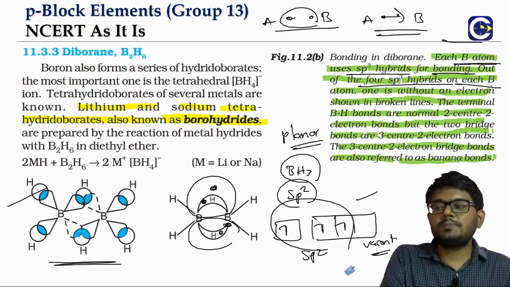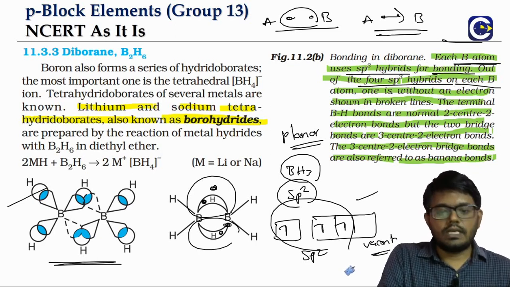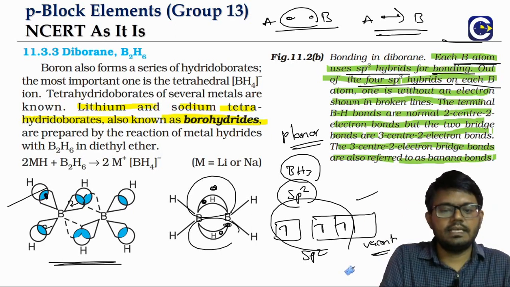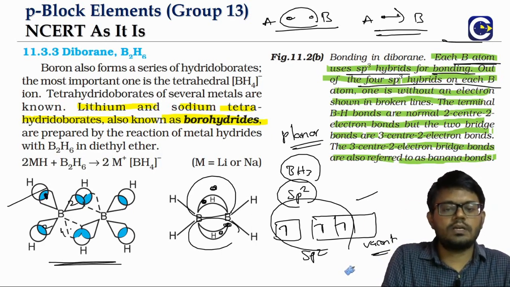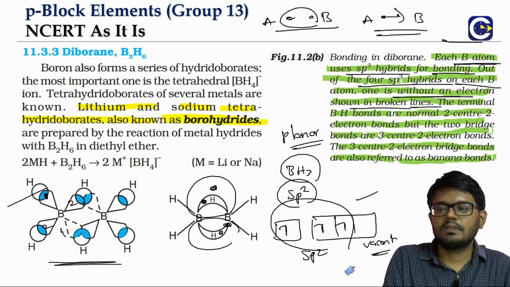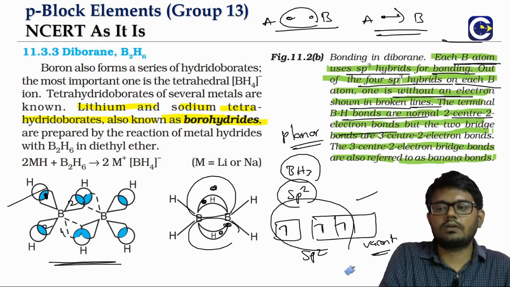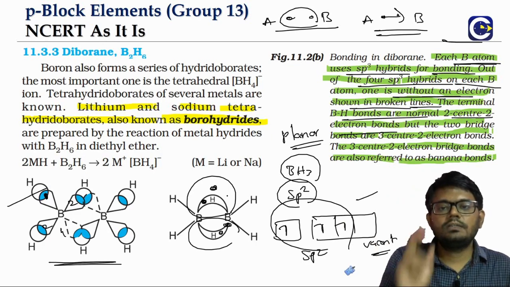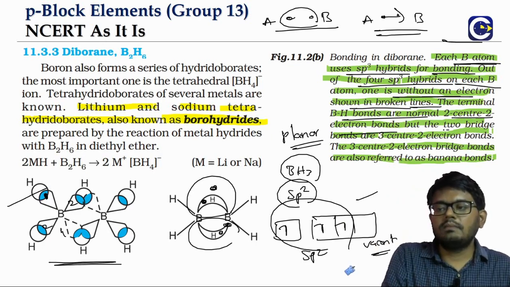Now in these 4 sp3 orbitals, one of them will be without electron. Like you can see, this boron 1, 2, the ones that are put in normal thick lines. The 4th one in dotted line is without electron. So 1 is without the electron, and we have shown them in broken lines. All the terminal BH bonds are 2-centered 2-electron. Terminal means not the ones in the bridge. The bridge ones are 3-centered 2-electron bonds.